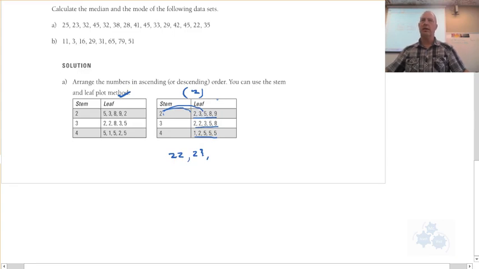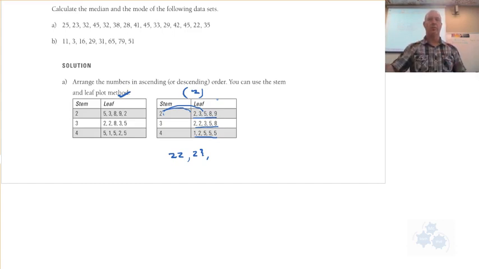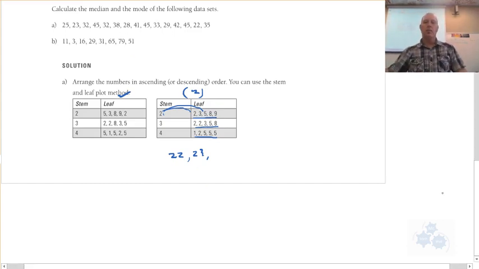Remember this from last section, guys? Or from last lesson? Remember that? Stem and leaf. Yes? Hopefully. This is one way of writing them in either ascending or descending order.